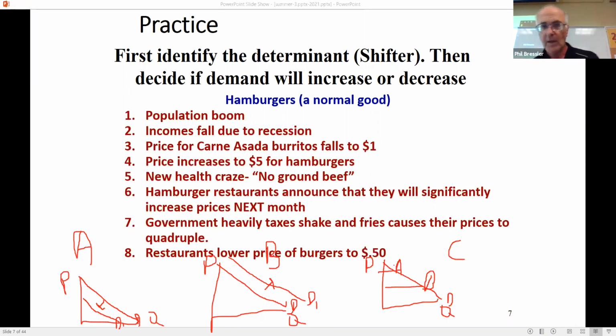Okay. All right, Drew, price increases to $5 for hamburgers. That would decrease the demand. What's the determinant? The shifter would be market. Are there less people? No.